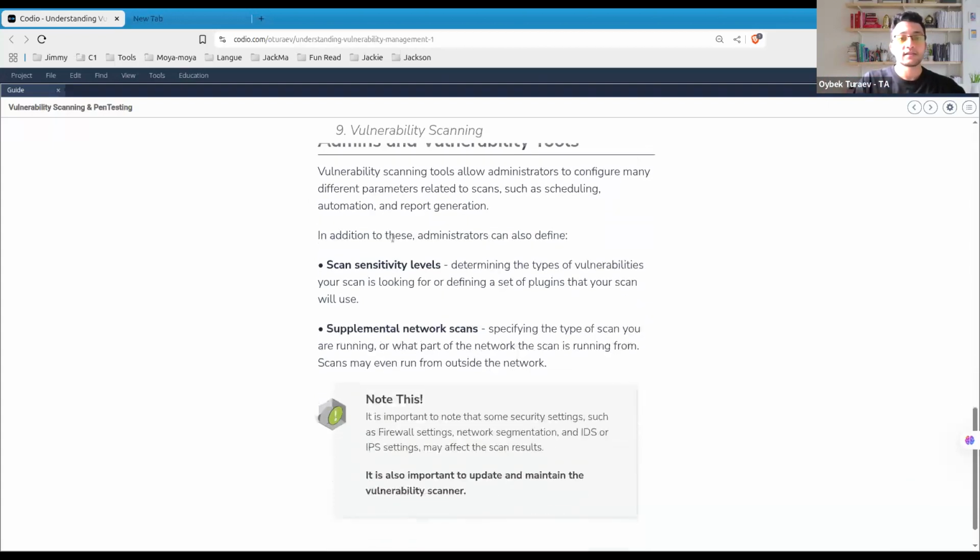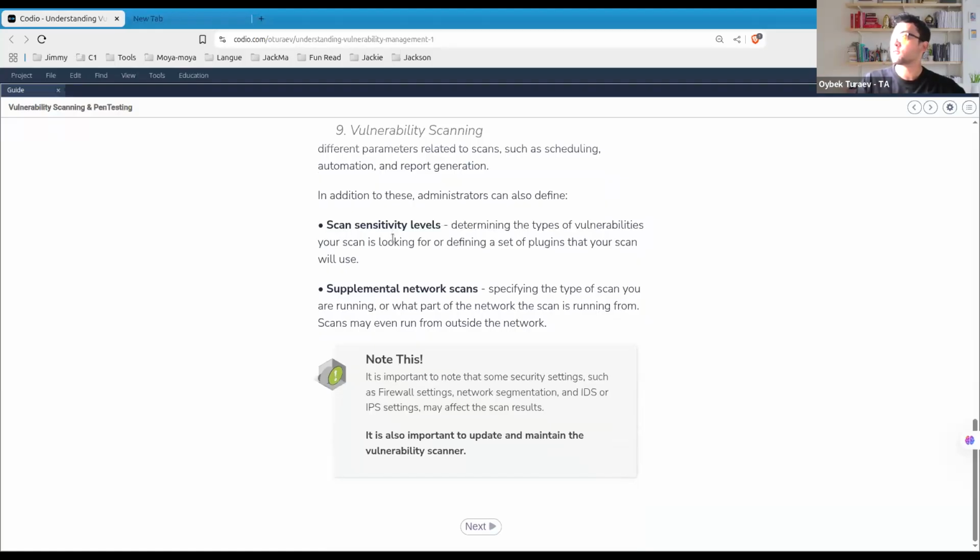And then regarding the scan sensitivity levels, what does it mean? It means that we can run sensitivity levels in different modes. They can be very harsh on our system. It means that they check every part of the organization, and sometimes they cause business continuity problems. Okay, they cause some issues for organizations. That's why we need to prioritize at what time we can run what kind of scan sensitivity levels. And the plus here, we have supplemental network scanners, specifying the type of scan that is running and what type of network scan is running from.